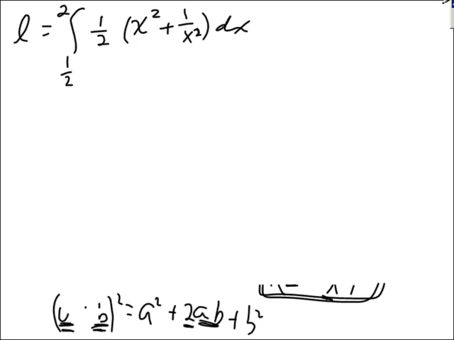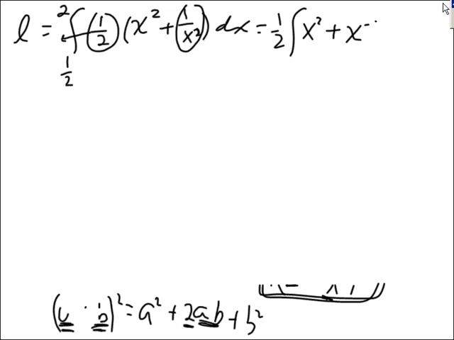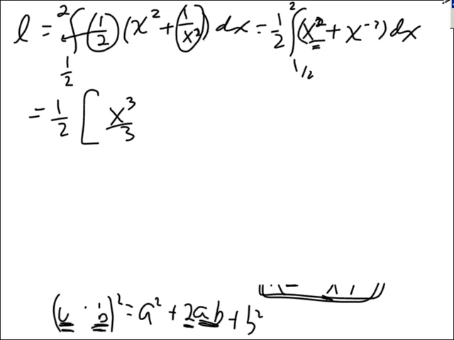Okay, now, first thing I'll say is, let's bring the half in front. So it's 1/2 the integral of x squared plus, I'll rewrite that as x to the -2 dx, from 1/2 to the number 2. So the 1/2 just stays in front. The integral of x squared is x cubed over 3 plus the integral of this. You add 1 to the power, you get -1, then you divide by -1. And you evaluate from 1/2 to 2.